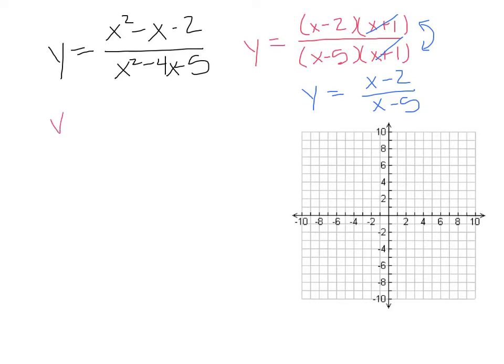The first thing I'm going to find is the vertical asymptote. The vertical asymptote is the place or the number that makes the denominator equal to 0. So if the denominator is x minus 5, the number that's going to make it equal to 0 is 5. So our vertical asymptote is the vertical line x equals 5. I'm going to draw that on my graph.